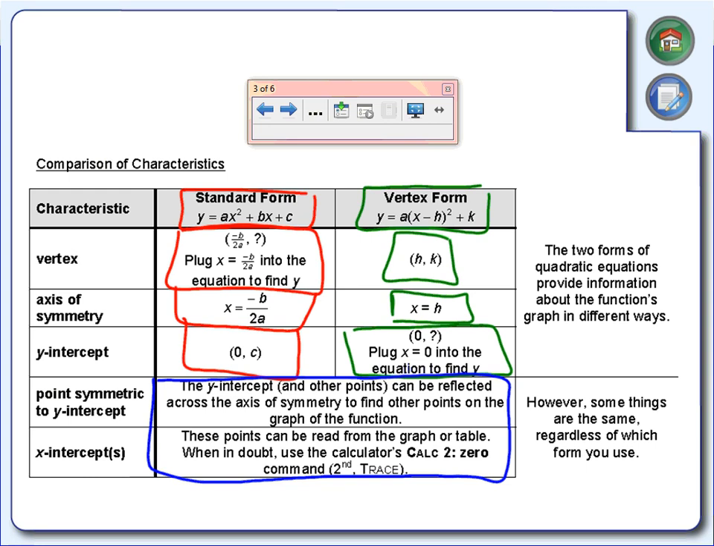Once I do all the vertex form, then I'll come back to the standard form. I don't want to do it at the same time because, like I said, it might confuse you. All right, so here we go. First of all, the vertex form.